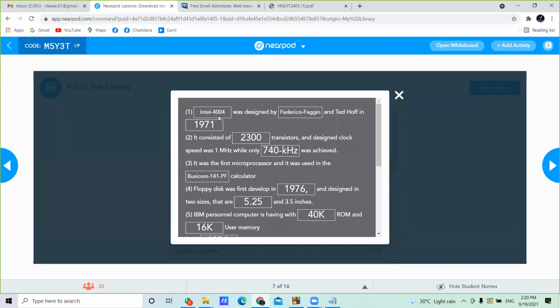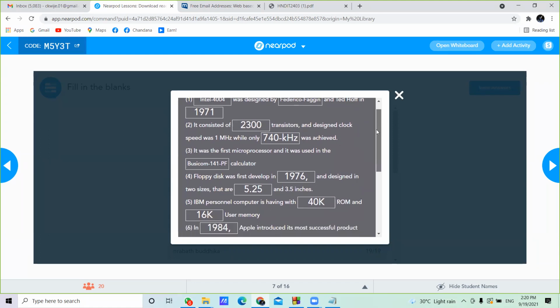First one, Intel 4004 was designed by Federico Faggin and Ted Hoff in 1971. Then the second answer: it consisted of 2,300 transistors. It was designed for 1 megahertz, but actually it performs at 740 kilohertz. Then the third one, it was the first microprocessor and it was used in the Busicom 141-PF calculator.